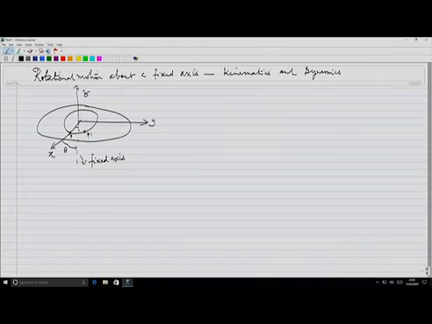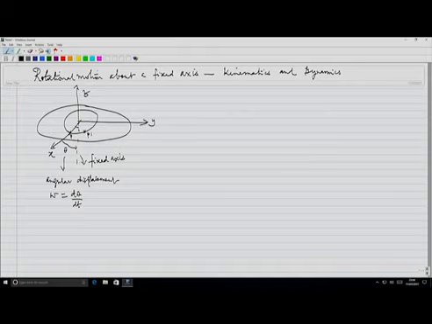And we already know theta is the angular displacement. We have this quantity, angular velocity omega, or it has got another name, rotational speed. Angular acceleration alpha is d omega by dt.